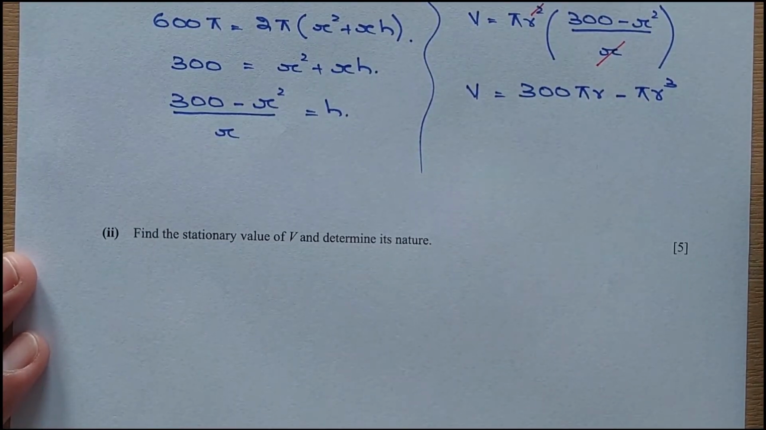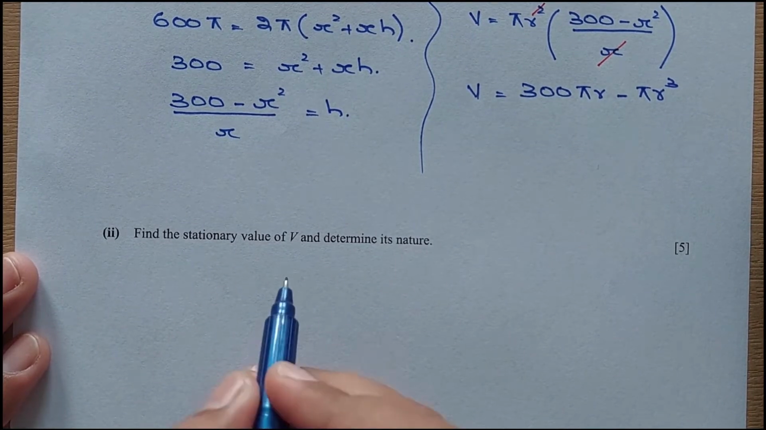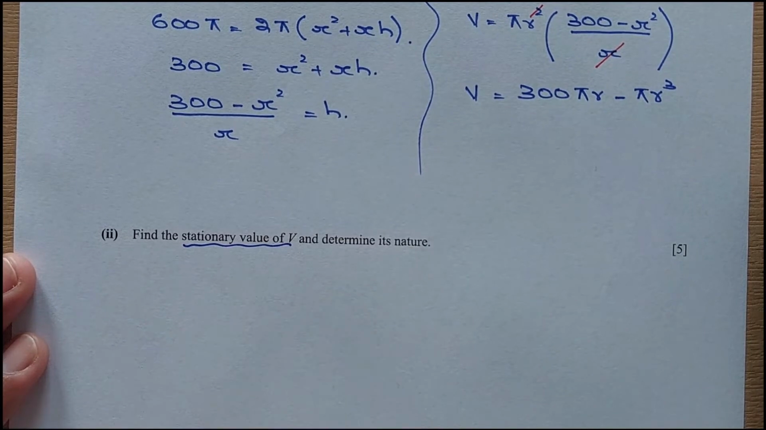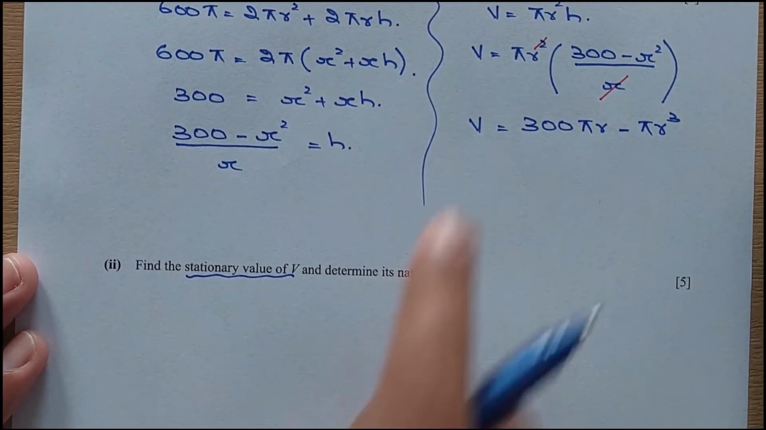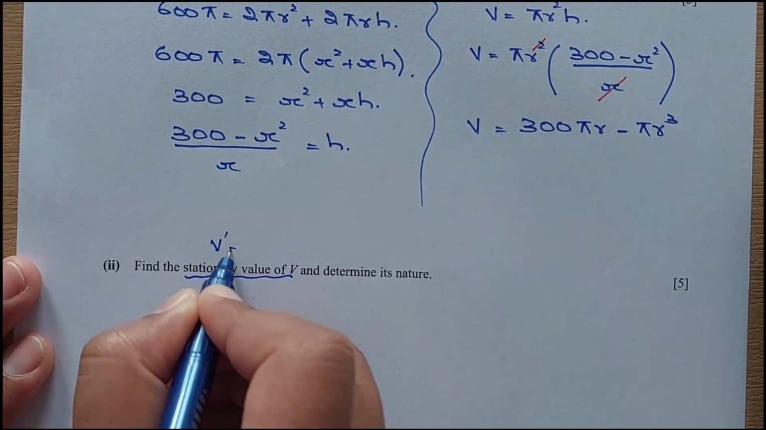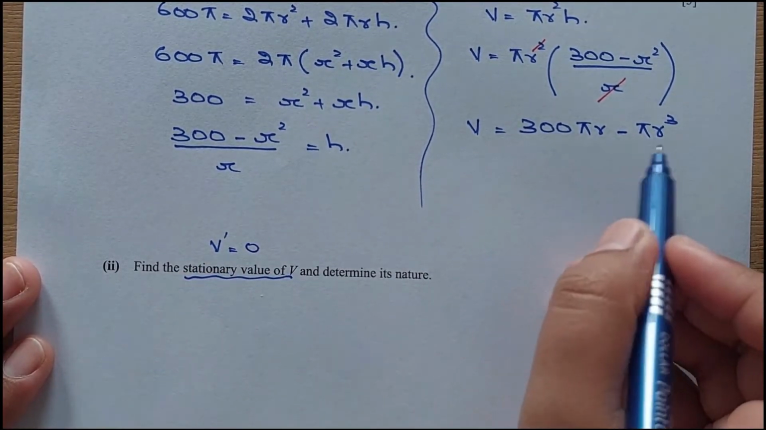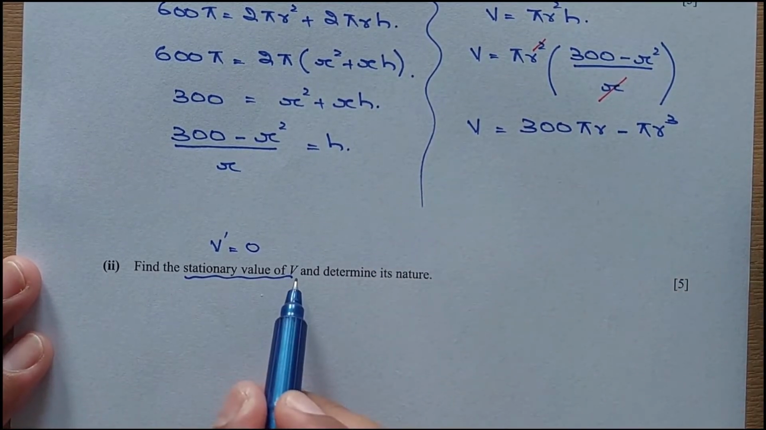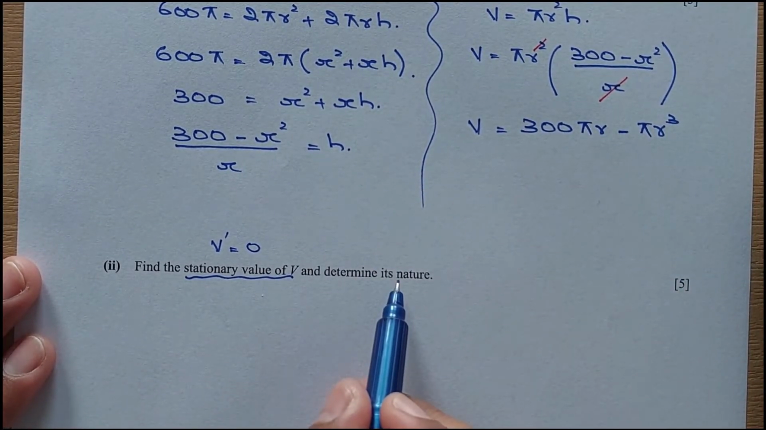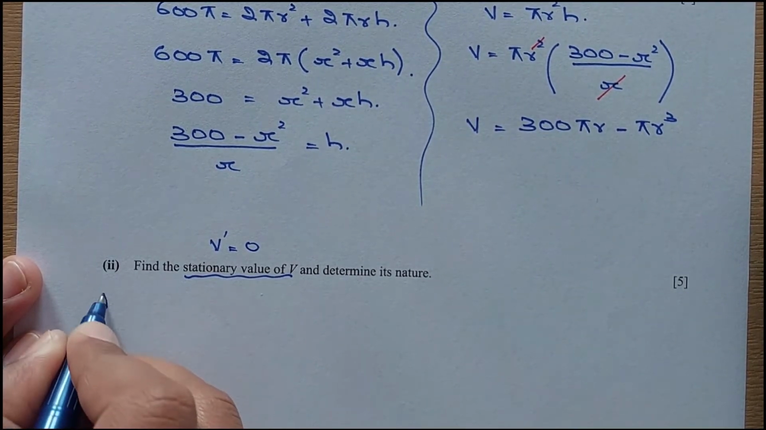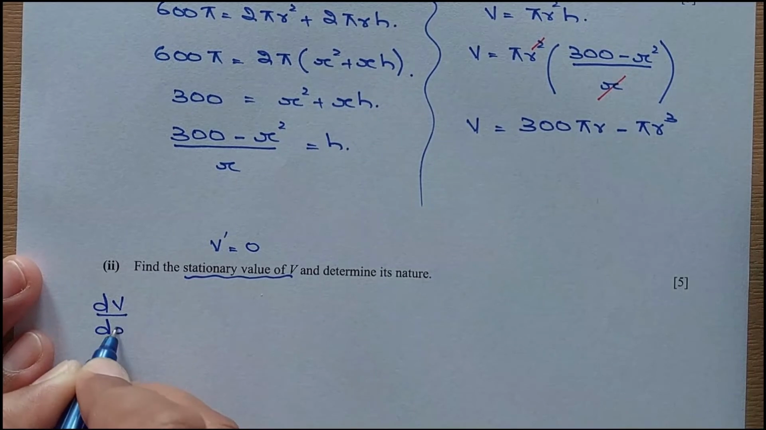Now for the second part, find the stationary value of v and determine its nature. Stationary value of v means we need to find the derivative of v with respect to r. So v prime equals 0. We will get the value for r. Substituting that r value into v, we will get the stationary value of v, and we have to determine its nature by the second derivative. So let's do it. First you can find dv by dr.